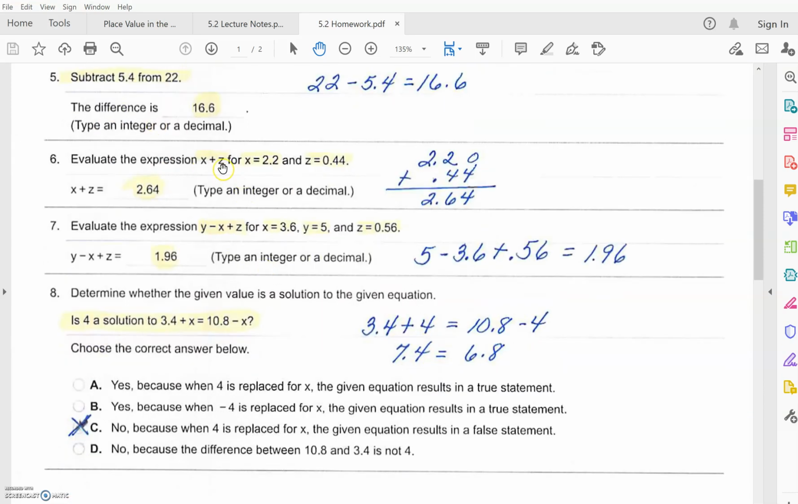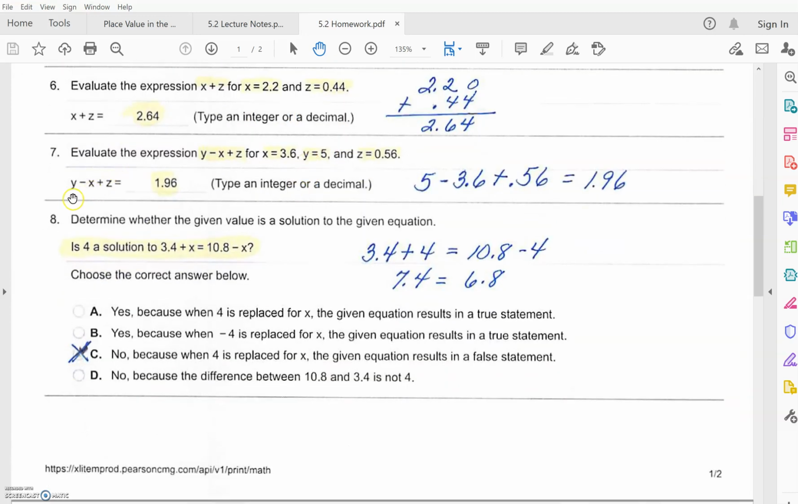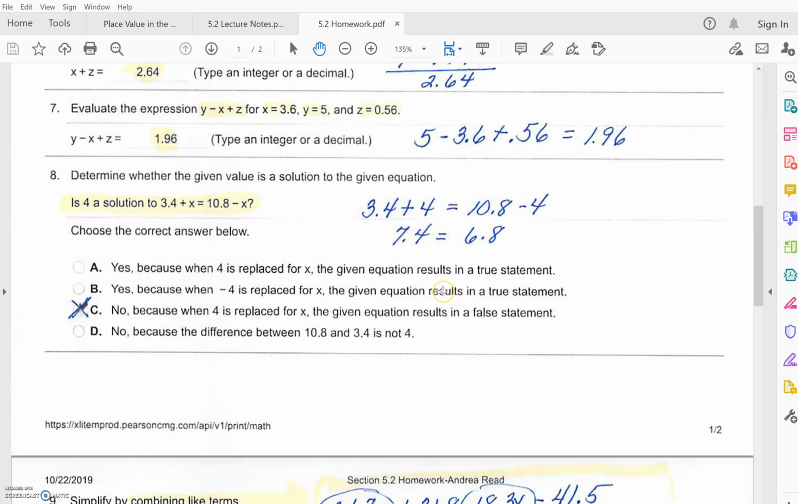Now, number 6, it's just a plug-in. You can see x plus z, and they're assigning x the value 2.2 and z the value of 0.44. So you're going to add those, and again, this, the y minus x plus z, I would plug your numbers in, and I would work with 2 at a time to get your sign correct, whether it be a positive or a negative. So that's where the challenge is in this particular assignment.